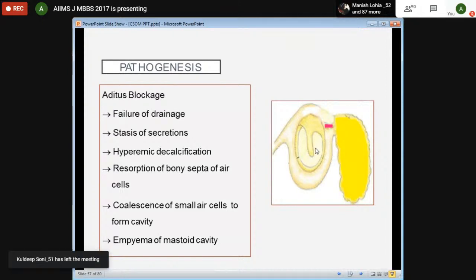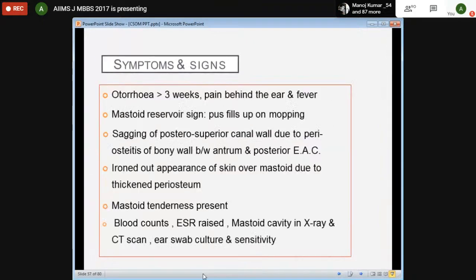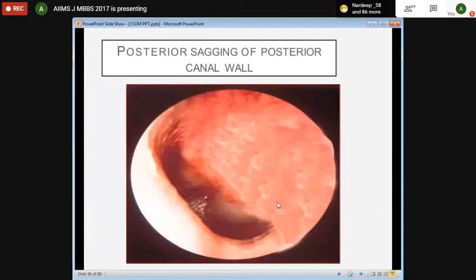So basically, the lighthouse sign is due to the mastoid reservoir sign. There is a sagging of the posterior-superior canal wall due to periostitis of the bony wall between the antrum and the posterior extremity canal. As we can see, this is the canal, this is the anterior wall, this is the tympanic membrane, and this is not a normal posterior canal wall. There is a sagging, and when we touch this, we can palpate it.